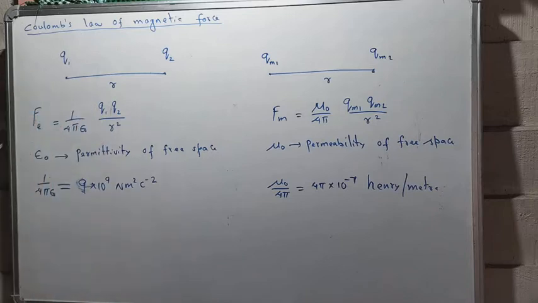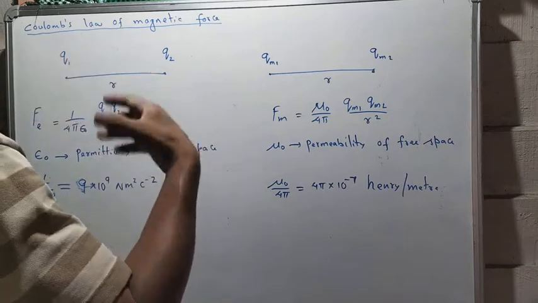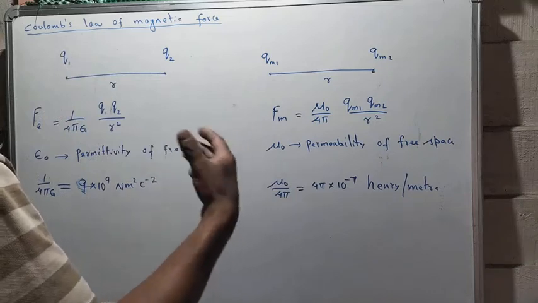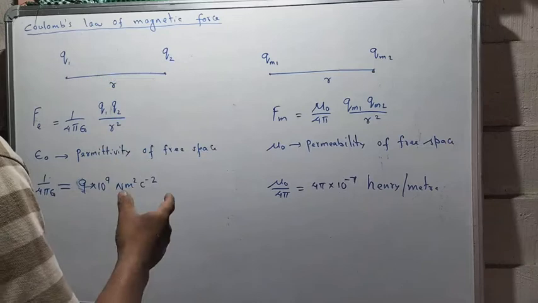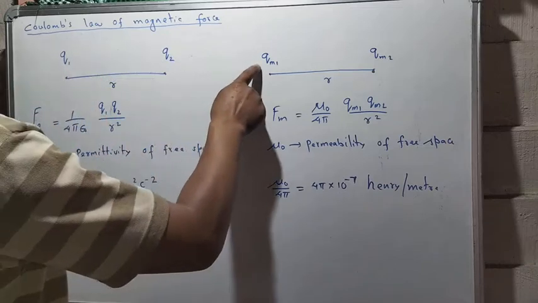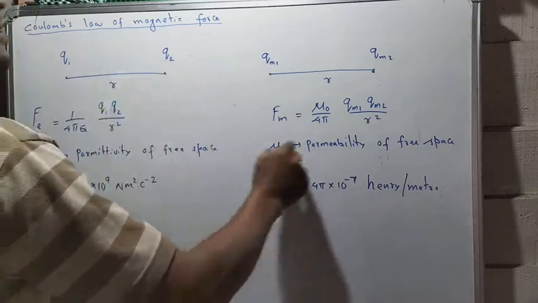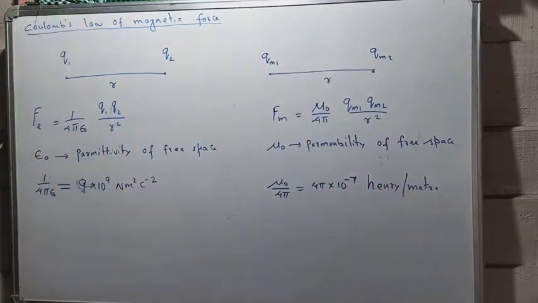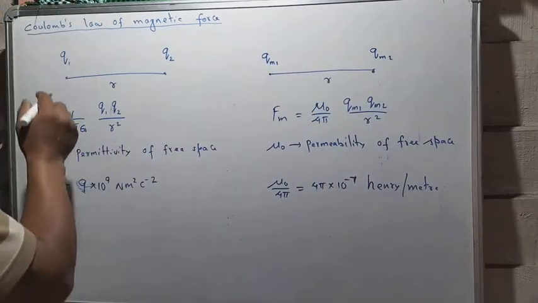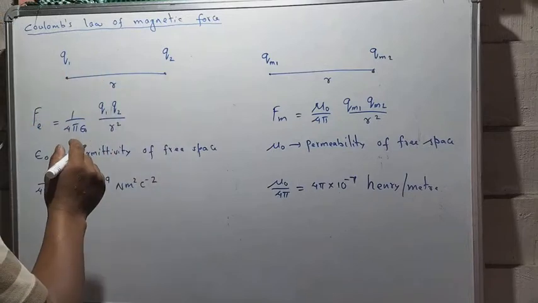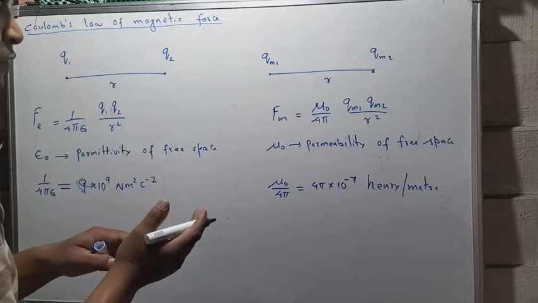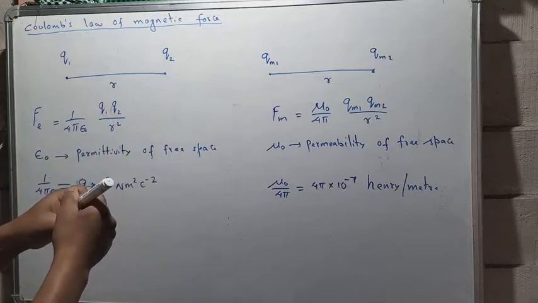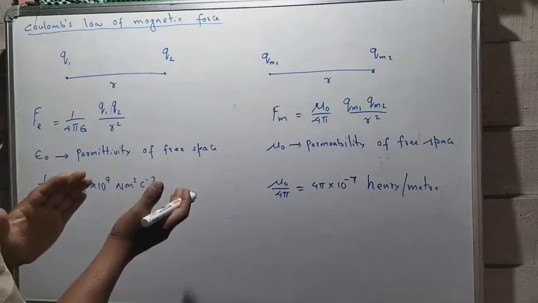In a similar way, if you want to determine the magnetic force between 2 poles of a magnet, then in place of Q1 I will write Qm1, and in place of Q2 I will write Qm2. Because these charges Q1 and Q2 may be like charges, which means both are positive or negative, or they may be unlike charges, in which one is negative and the other is positive.